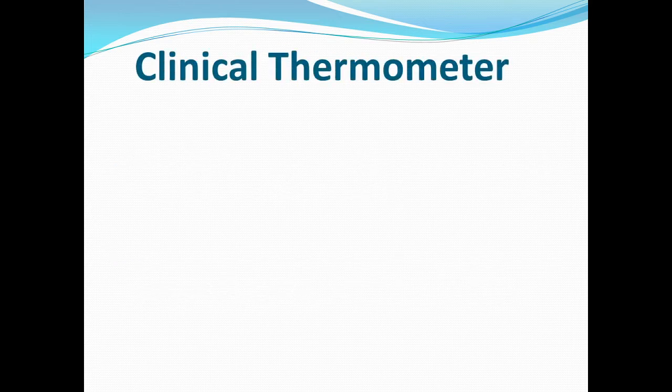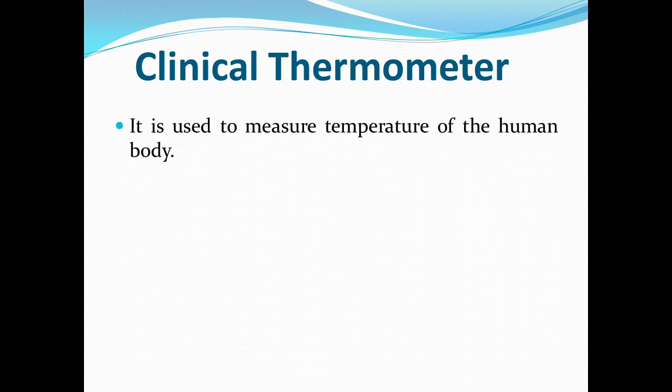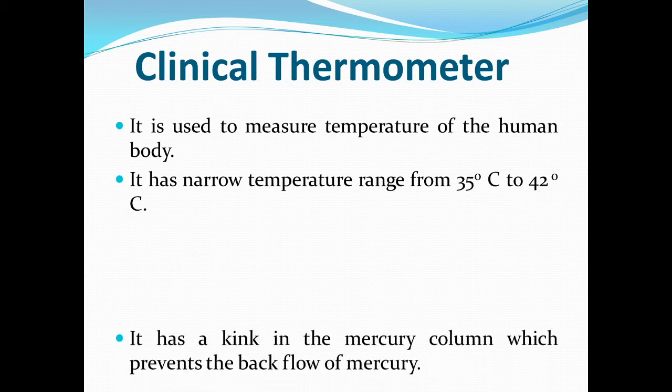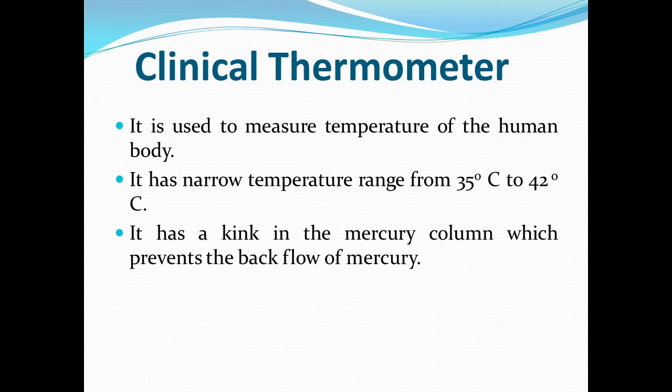First is the clinical thermometer. A clinical thermometer is used to measure the temperature of the human body. It has a very narrow temperature range from 35 degrees Celsius to 42 degrees Celsius, because the normal temperature of the human body is about 37 degrees Celsius. So the lowest mark in the clinical thermometer is 35 degrees Celsius and the highest is 42 degrees Celsius. A clinical thermometer has a kink in the mercury column which prevents a backflow of mercury. So the temperature of the human body can be read after taking it out from the body.